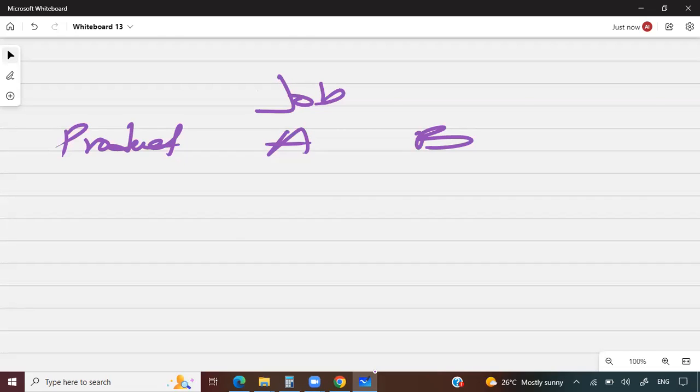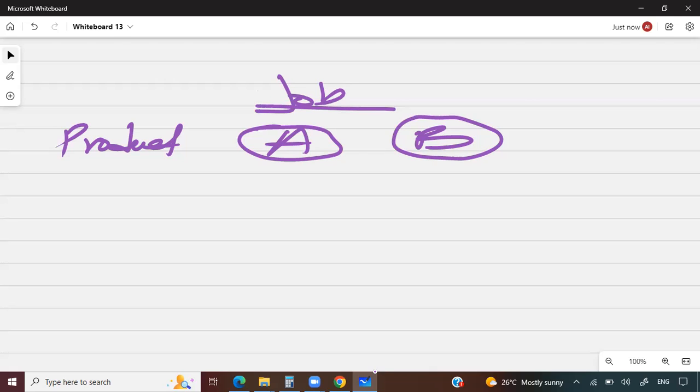That is, if you want to produce A, the components that you need, the material, the labor, and the overhead that you need to produce product A, if they are not the same as for product B, which costing method are we going to use? We are going to use job costing.